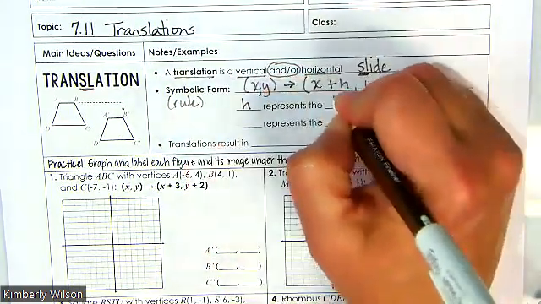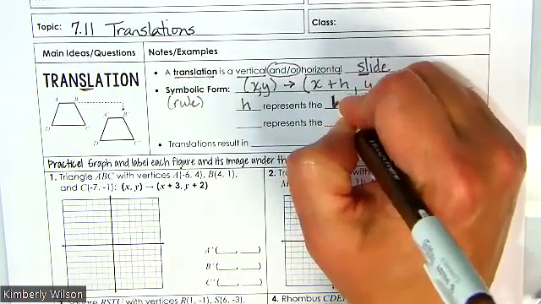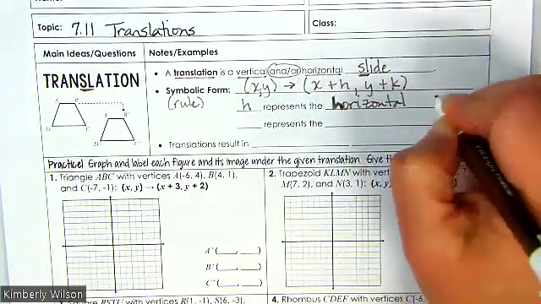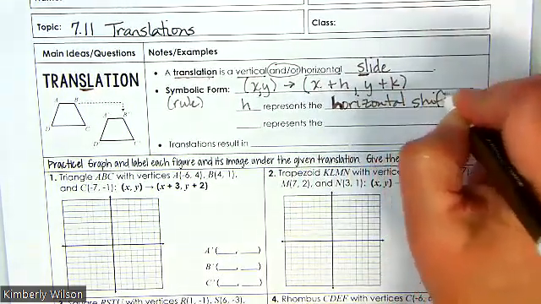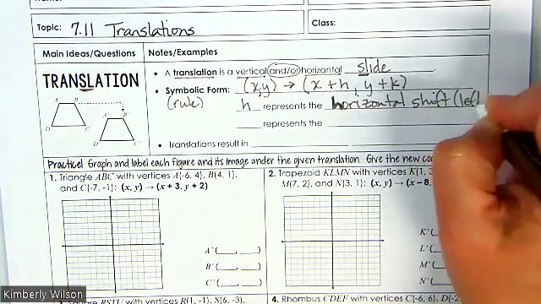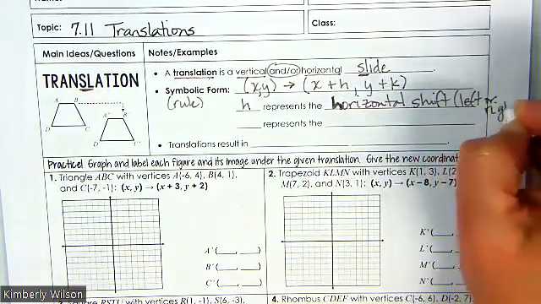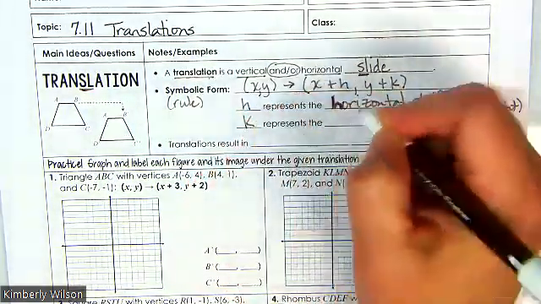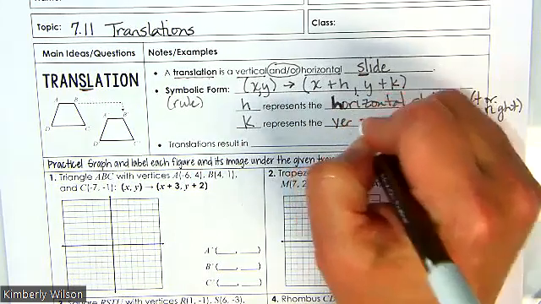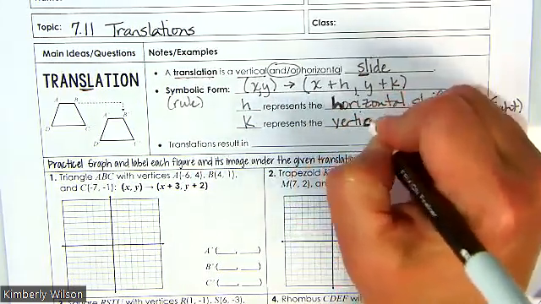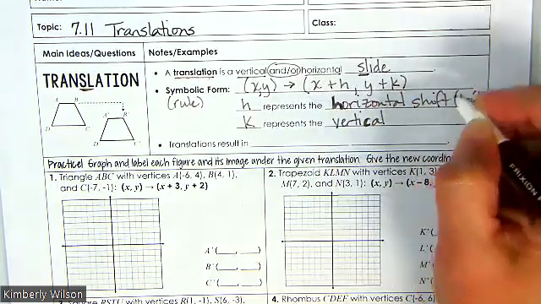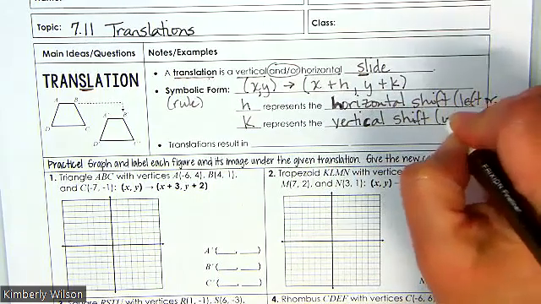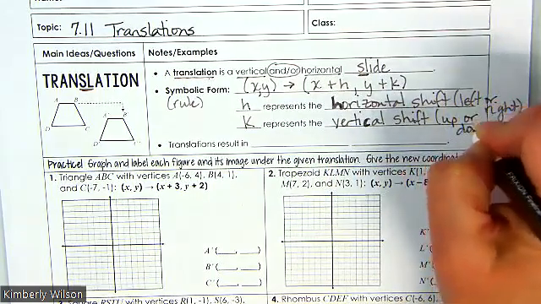H is for horizontal, the H horizontal shift, which is left or right. The K is vertical. There's not a letter that kind of goes with that unless you want to say the C from vertical is similar in sound, but it's referring to the vertical shift, which is up or down.